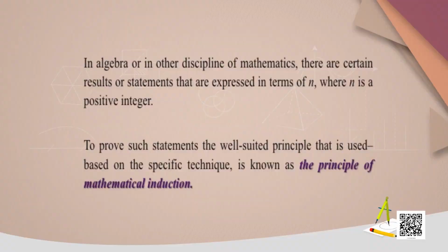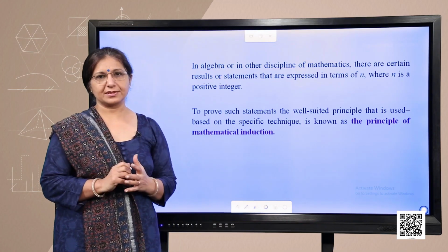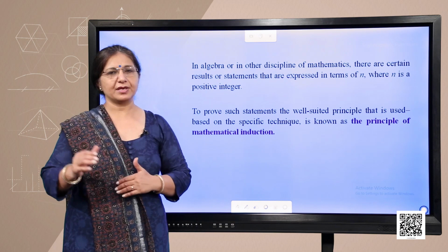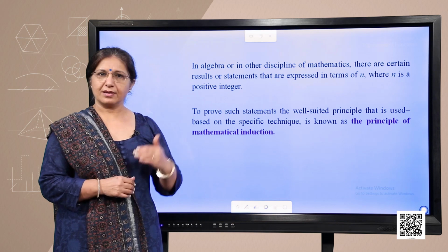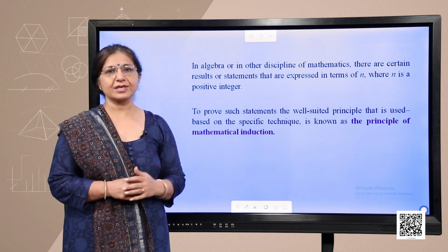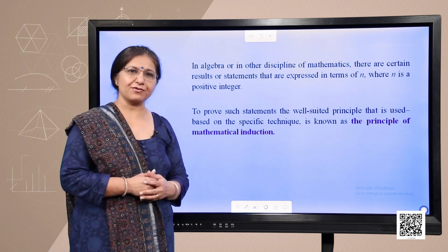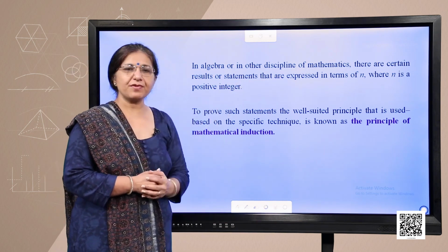So, in algebra or any other discipline of mathematics, there are certain results or statements that are expressed in terms of n, where n is a positive integer. For example, if I ask you to add natural numbers till 50, like 1 plus 2 plus 3 plus 4 till 50, you can do it, though it is a lengthy process. But if I ask you to do it for 1 to 50,000, then you will not be able to do it. If I give you a formula, then it becomes easy for you. Formula means it will be expressed in terms of n.